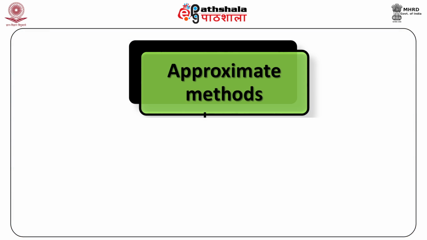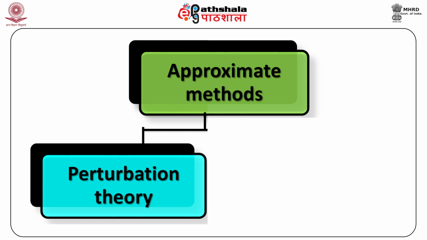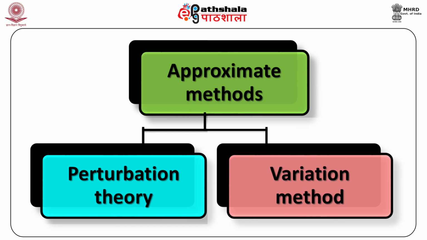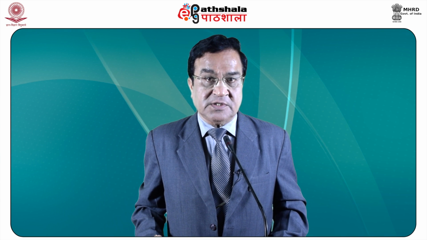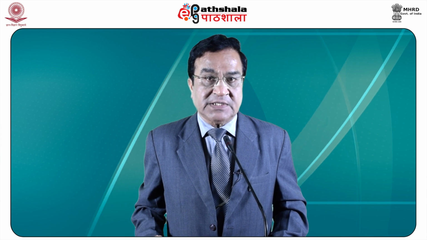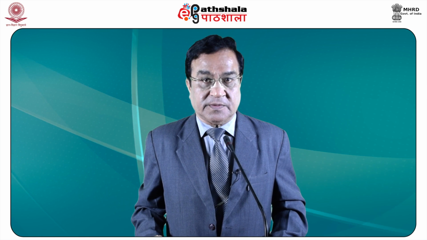There are mainly two types of approximate methods which one uses in quantum chemistry. One is the perturbation method, about which we have already discussed. Today we will talk about the variation method, which is very commonly used in quantum chemistry. We will discuss what this method is, because the variation method is ultimately based on the variation theorem. We will define this theorem and then we will also give the proof of the variation theorem.